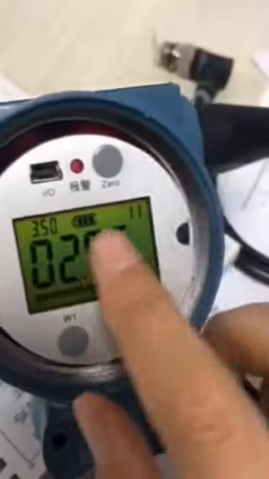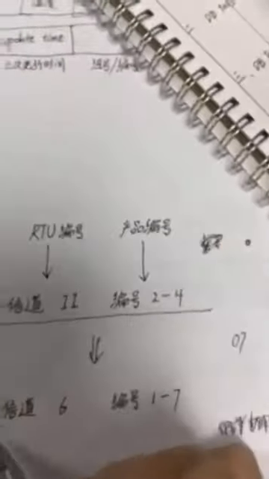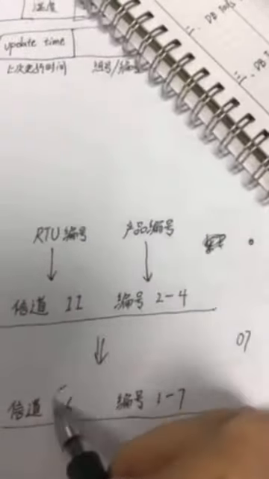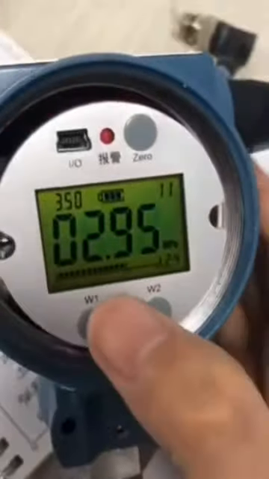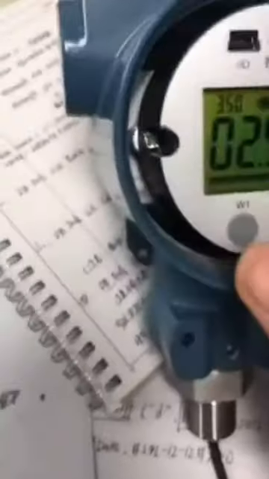We can see that it's in a state of no communication. Now we need to associate it with RTU number 6 and set the product number to 127. Let's operate next.